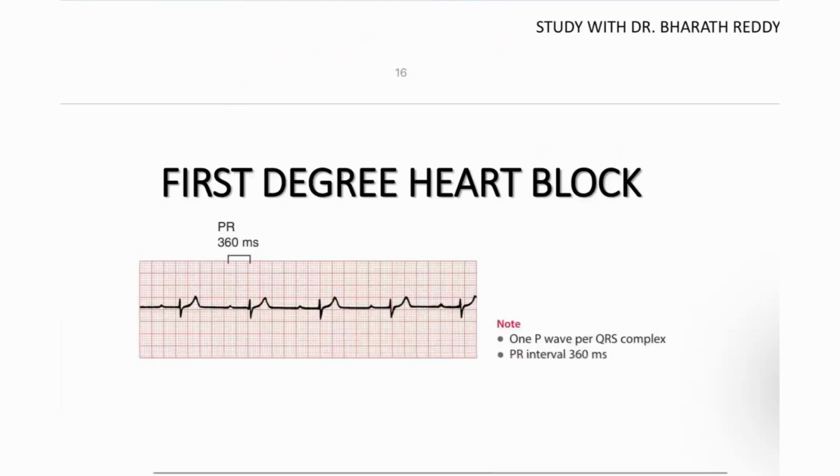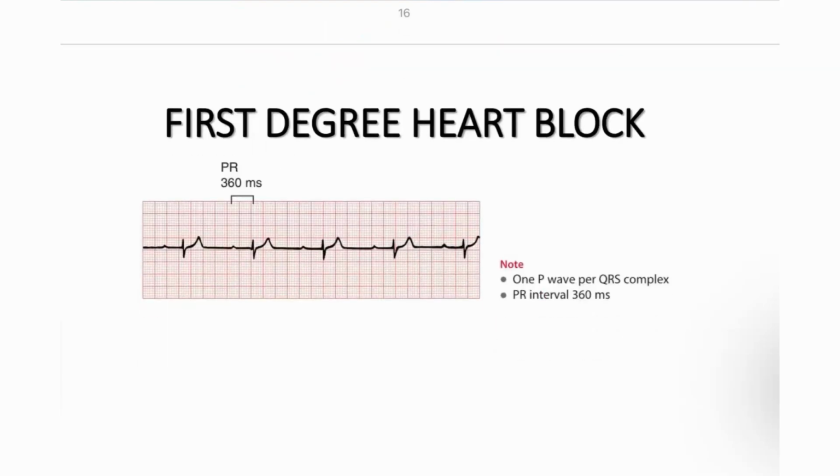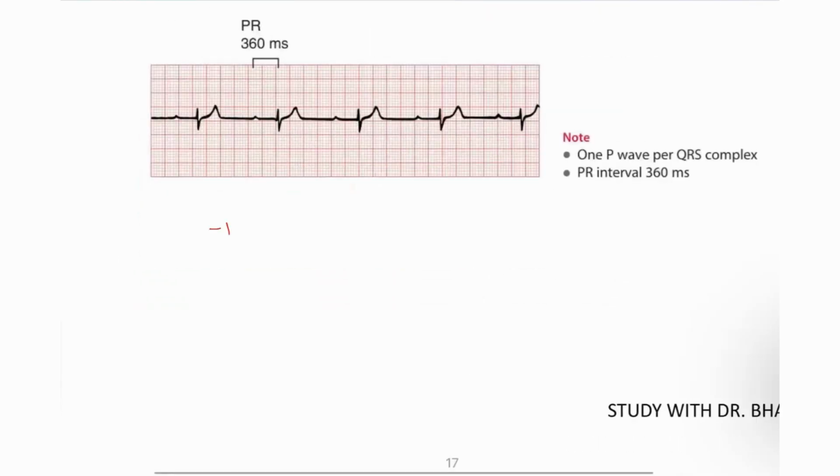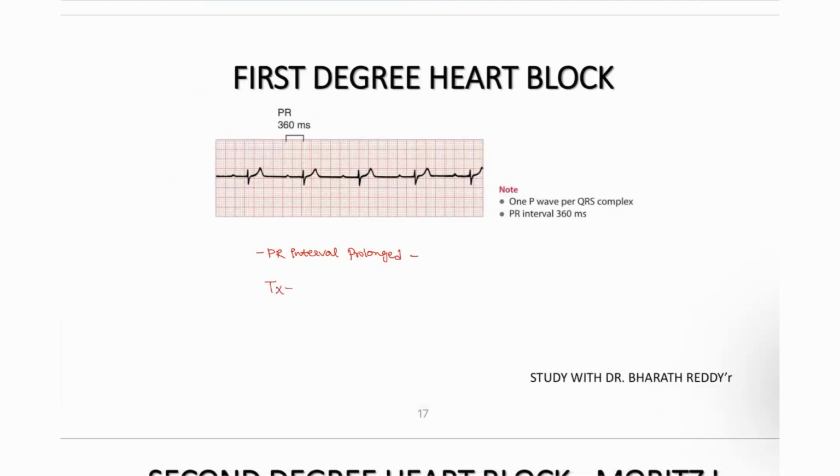Next, moving on to the first degree heart block. What is the significant thing that you have to understand? In the first degree heart block, there is going to be one P wave for every QRS complex, but the PR interval is going to be prolonged. The only thing is the PR interval is prolonged. This is seen in the first degree heart block, and treatment is supportive.